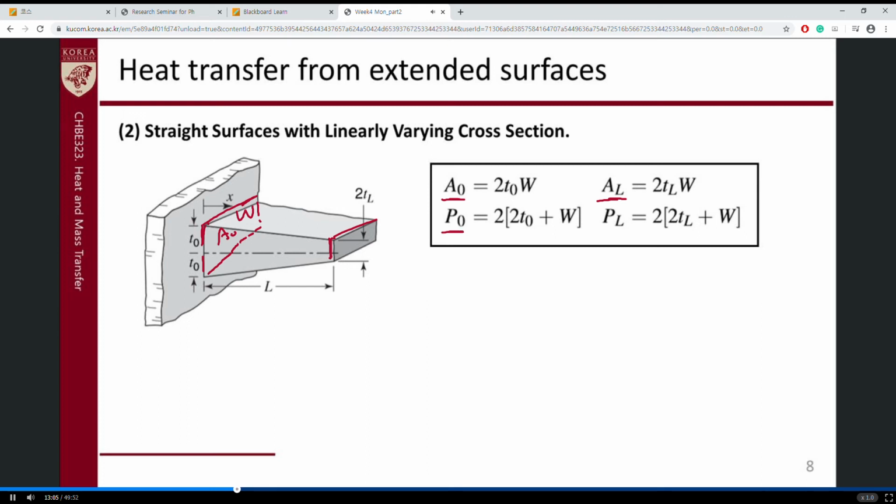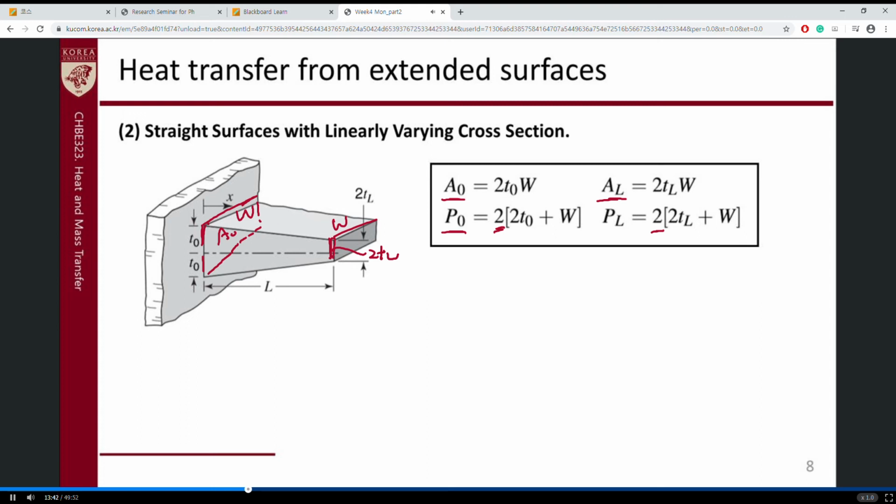How about P0? P0 is very simple. So P0 is the length of the sum of all these, right? So 2T0 plus W multiplied by 2, right? And how about this? These are also the same, 2TL plus W, and also 2TL and W. So we will get these equations, right? Alright.